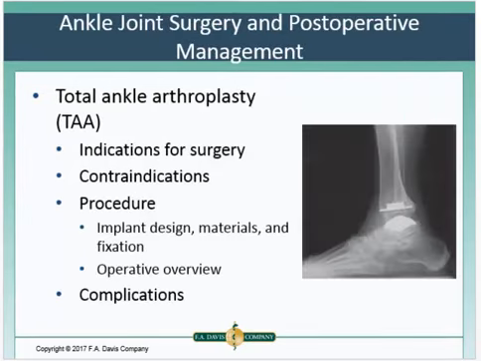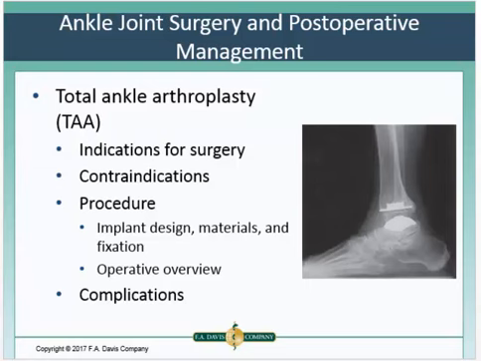Right, just as at the hip and knee, you can have a total ankle replacement or a total ankle arthroplasty. They're not as common as knee and hip, but they do occur and you will see them out in clinical practice. So typically, a person is going to get a total ankle arthroplasty when they have advanced arthritis that has not resolved from conservative measures.